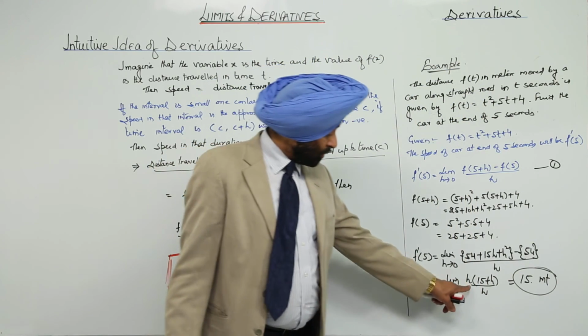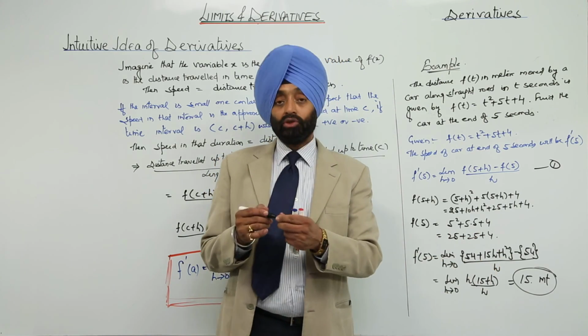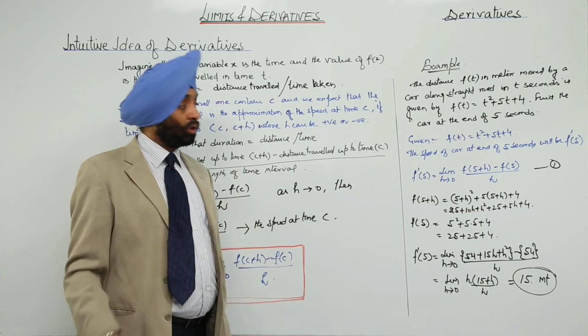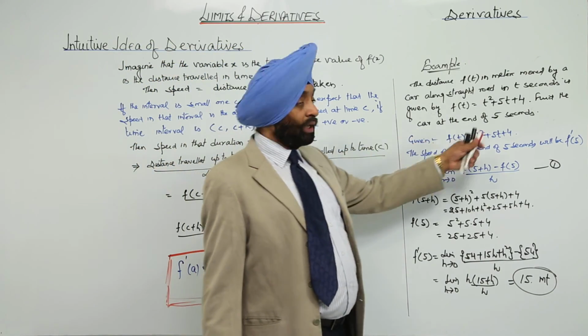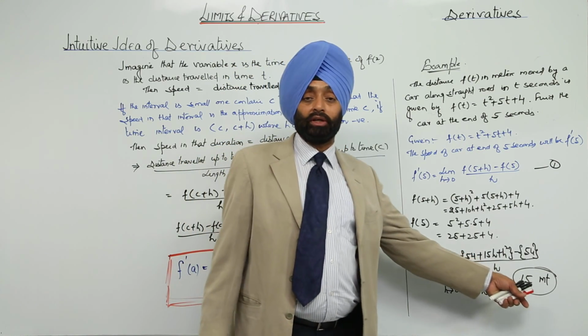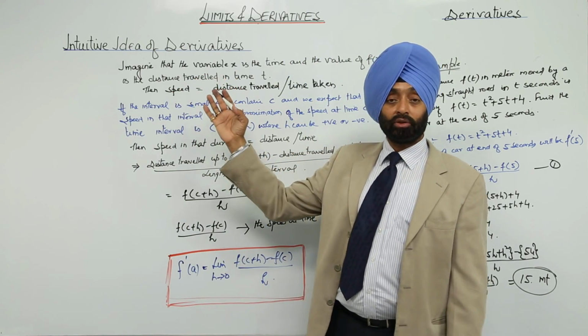Is it clear? Because h and h will be cancelled, we are left with 15 plus h, and we put h equal to 0, as you have done in limits. Now look how nice the example was. The equation was given to you, and what is the speed at 5 seconds? 15 meters per second. So this is only possible if we go with the ideas of the derivative.